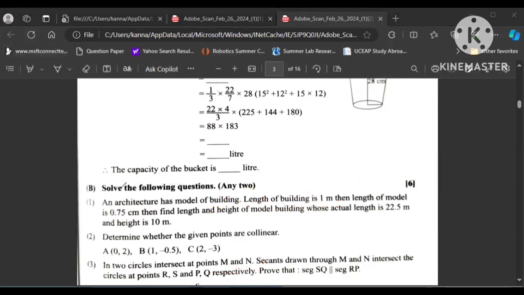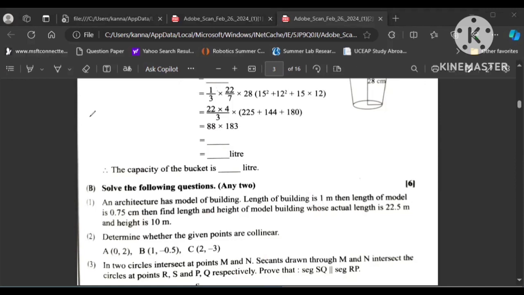So let's see here. Solve the following questions. Any two questions of these three we have to solve. First we talk about architecture. An architect has a model of a building. The length of the building is 1 meter. Length of the model is 0.75 centimeter. Find the length and the height of the model building, whose actual length is 22.5 and height is given. The ratio of the length of the actual building to the length of the model is 1 meter upon 0.75 centimeter.